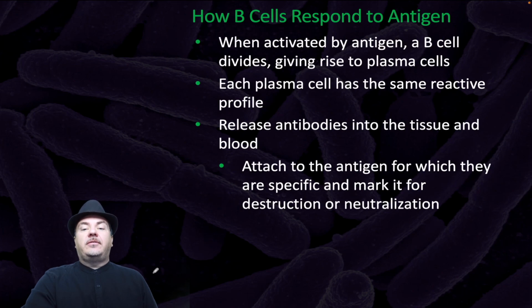When activated by antigen, a B cell divides, giving rise to plasma cells. Each plasma cell has the same reactive profile. They release antibodies into the tissue and blood, and the antibodies attach to the antigen for which they are specific and mark it for destruction or neutralization.